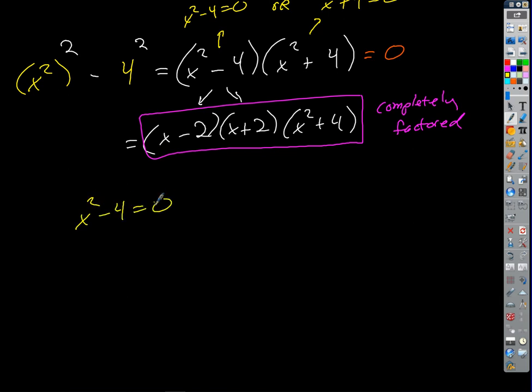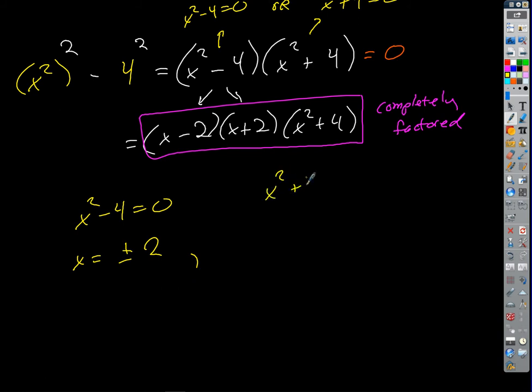What are the 2 steps in order to isolate x there? Add 4 and square root, and what am I going to get? Plus or minus 2, right? Okay. So there's 2 solutions right there. Let's take the other equation.